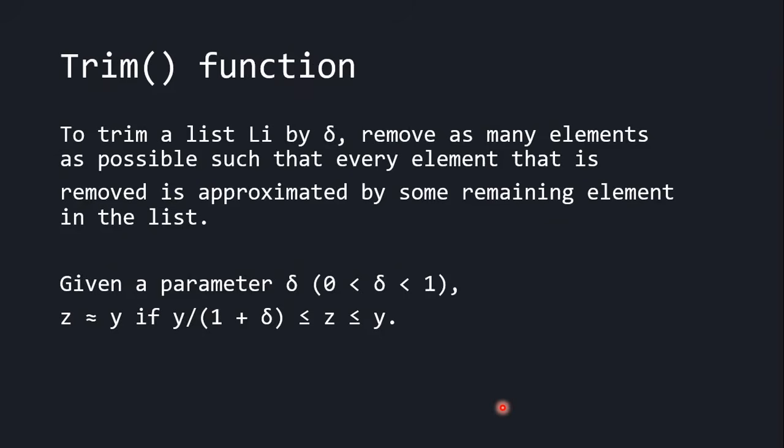This algorithm can be very inefficient as Li can be very long. To make the exact algorithm run faster, we can use a trim function that will shrink the size of Li by removing the elements that can be approximated by some remaining elements. Given a parameter delta that lies between 0 and 1, z can be approximated as y if z lies between y divided by (1 plus delta) and y.